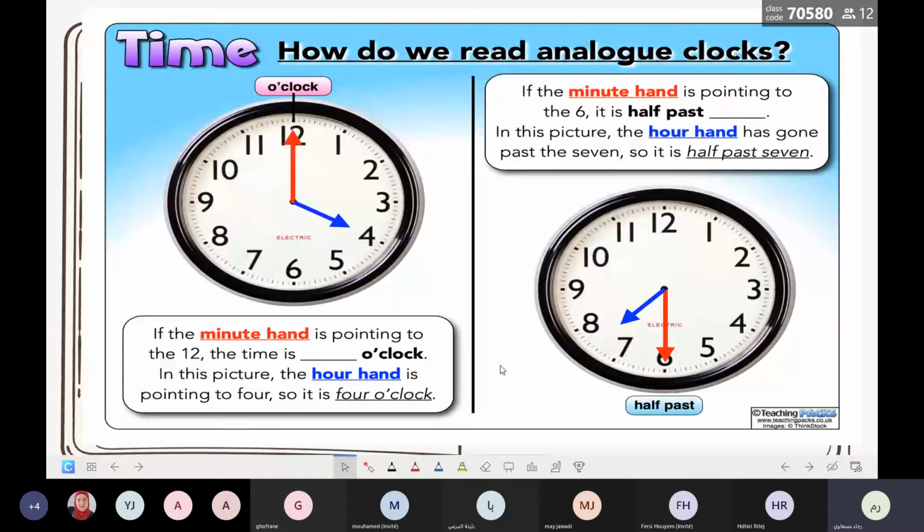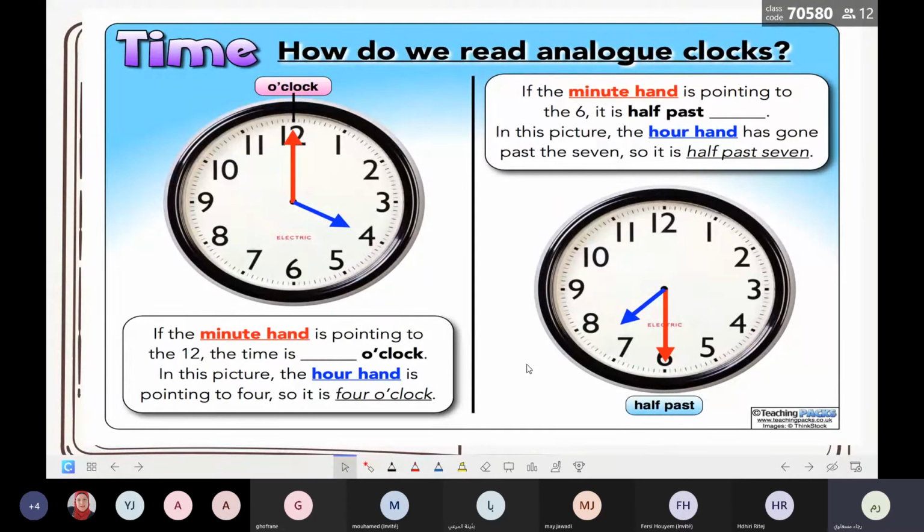Okay? Here it's not really clear, but let's say the blue is the hour hand. It's short. This is the hour. And the red will be the minute hand since it's longer. Okay. So I repeat, if the minute hand is pointing to the 12, what time is it? It is 4 o'clock. Usually, if the minute hand, which is long, is pointed to the 12, it is the exact hour. 1 o'clock, 2 o'clock, 3 o'clock, 4 o'clock, 5 o'clock. Is it clear? Okay. So, in this picture, the hour hand is pointing to 4, so it's 4 o'clock.